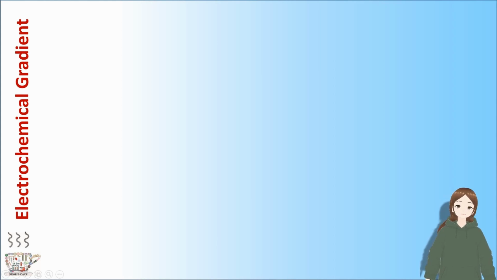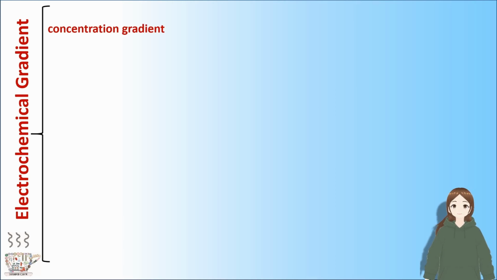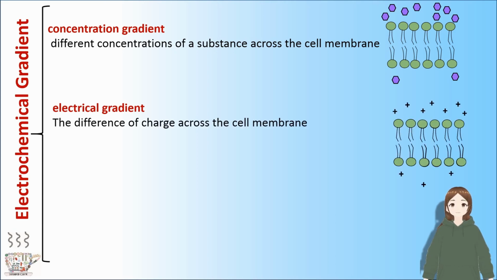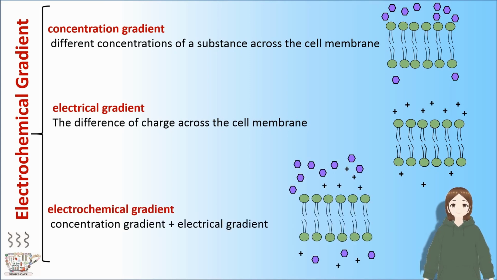Electrochemical gradient. I want to explain three things for you. Concentration gradient is different concentrations of a substance across the cell membrane. Electrical gradient is the difference of charge across the cell membrane, and electrochemical gradient is concentration gradient plus electrical gradient.